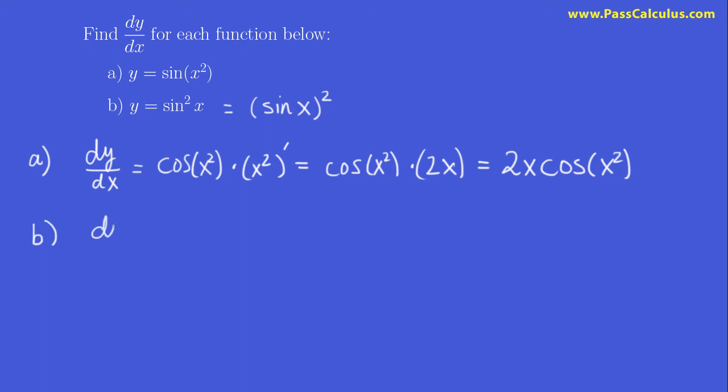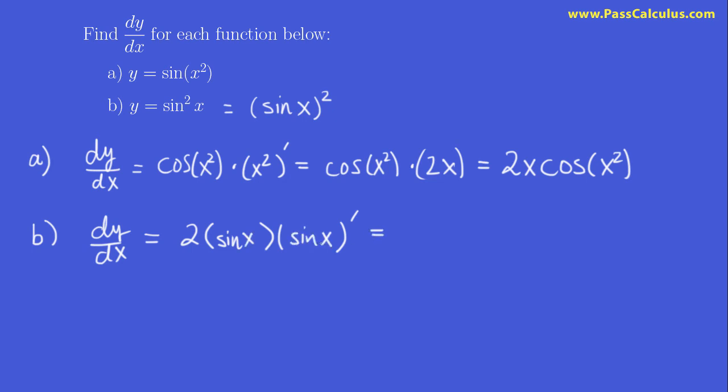Now how about this one? On the last one, the outermost operation was sine, right? But this one, the outermost operation is squaring. So we think of this as something squared. Whereas back here we were thinking of this as sine of something. So the derivative of sine of something is cos of that something times the derivative of that something. Whereas here it's kind of opposite. It's something squared. So to find the derivative of something squared, it's 2 times that something to the power of 1 times the derivative of that something. And let's just fill that in.